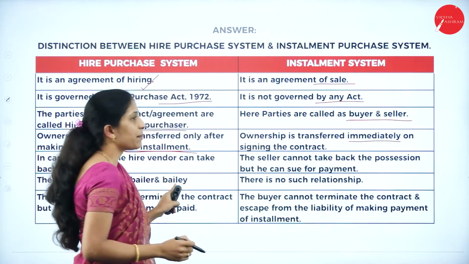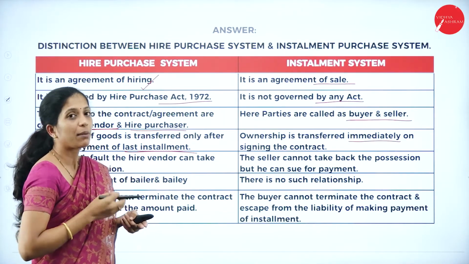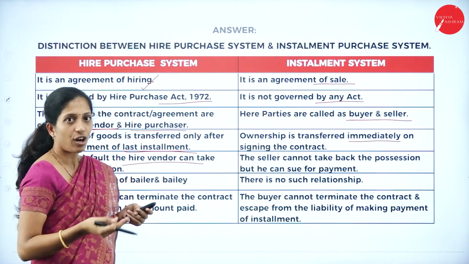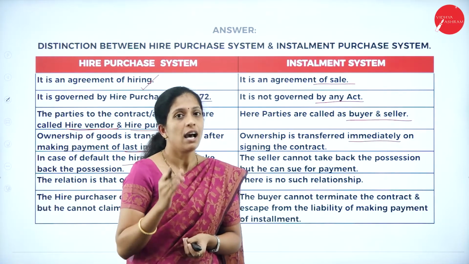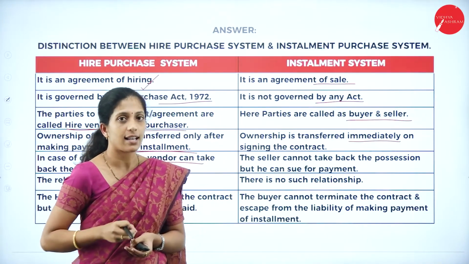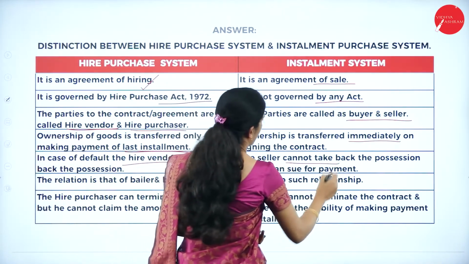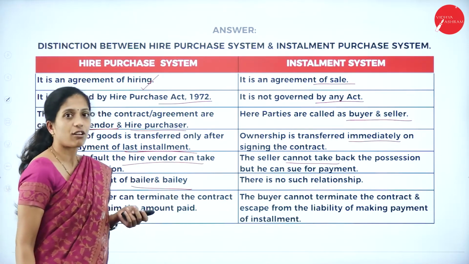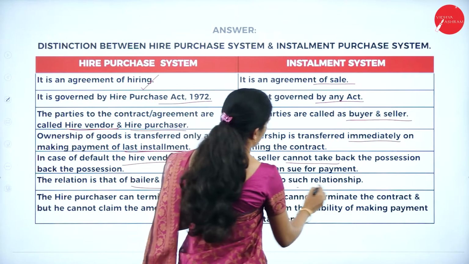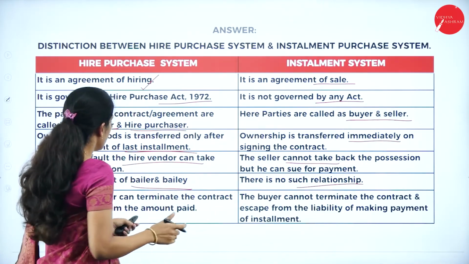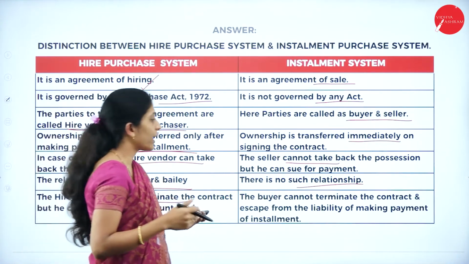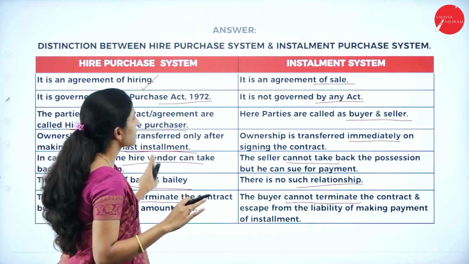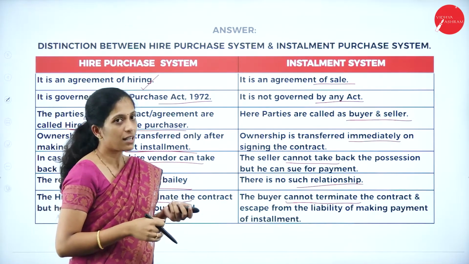Under hire purchase system, the hire seller has a right to take back the asset. If any of the installments is not paid by the hire purchaser, in that situation the hire seller has a right to take back the asset. Whereas here, they cannot take back the asset, but they can sue in the court of law. The relationship under hire purchase system is that of bailer and bailee, whereas under installment system there is no such relationship. Next, here they can terminate the contract, but under installment system they cannot terminate the contract. So this is a 5 or 10 marks question where they will ask the difference between hire purchase system as well as installment system.